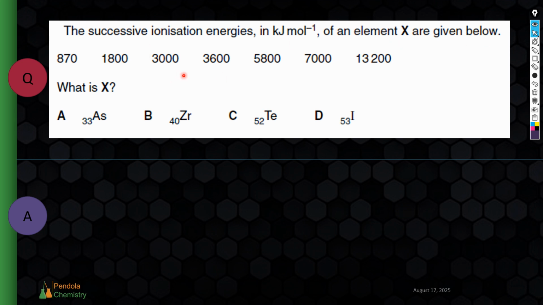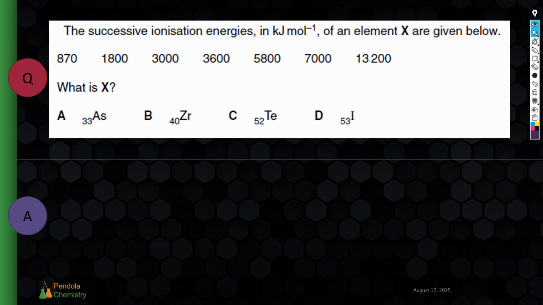So they're not telling you what element this is, right? Because that's what the answer is. They are giving you the successive ionization energies. So this is a matter of looking at data and interpreting it, because the question here is, what is X?